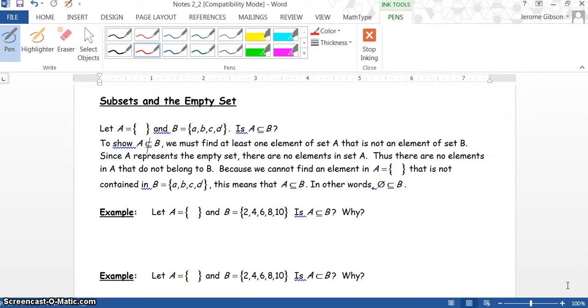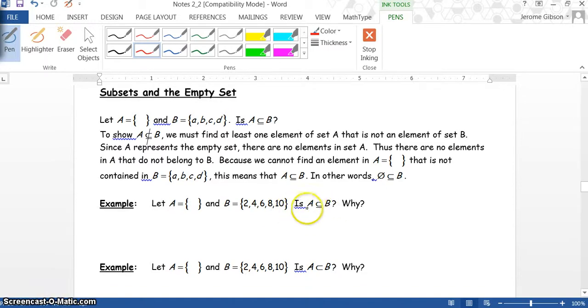So it says with our example, let A equal the empty set and B equal 2, 4, 6, 8, 10. Is A a subset of B? And we want to explain why. Now, in our explanation, we know first of all that A is a subset of B. We know that's yes. And explain why.